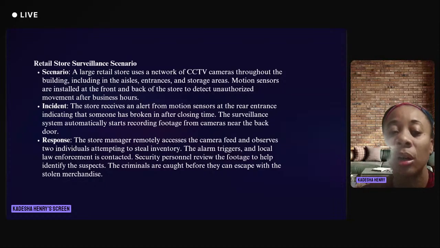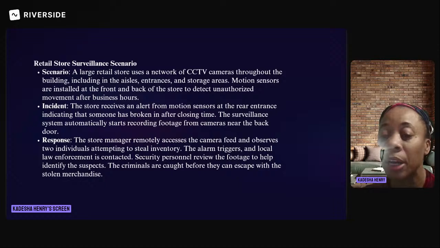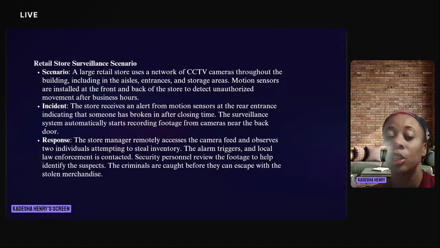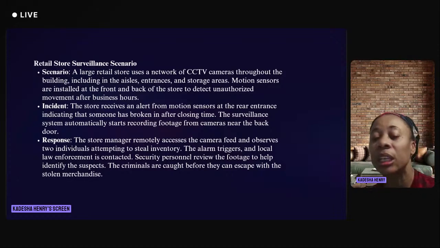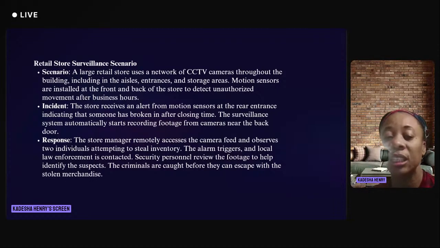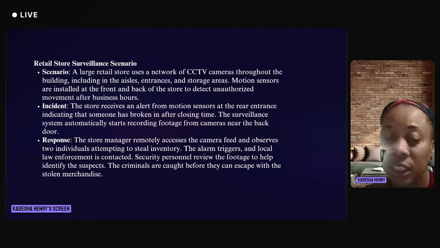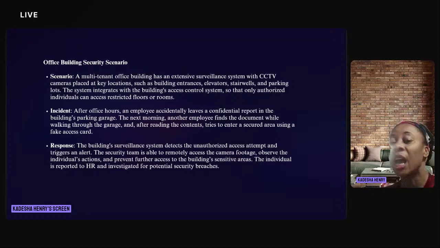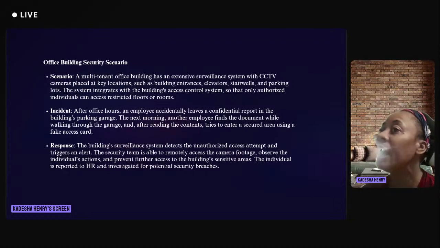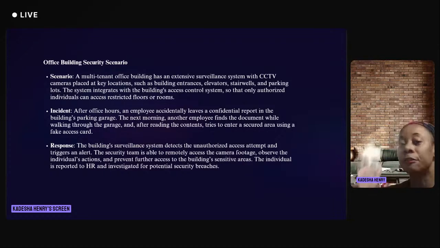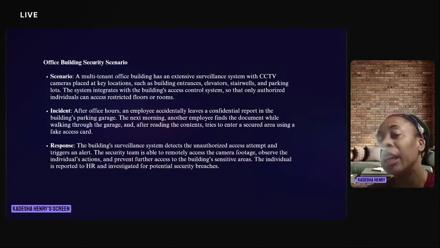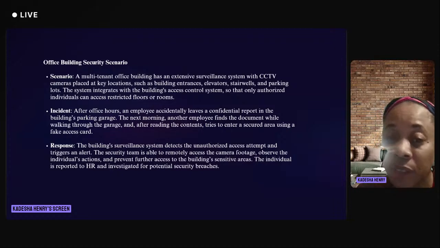The surveillance system automatically starts recording footage from cameras near the back door. Response: the store manager remotely accessed the camera feed and observed two individuals attempting to steal inventory. The alarm triggers and local law enforcement is contacted. Security personnel review the footage to identify the suspects, and the criminals were caught before they could escape with stolen merchandise, right? So this is again a scenario of using surveillance systems and motion detectors and cameras to detect anyone that's coming to your facility.